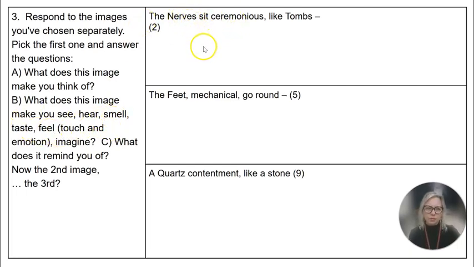The sitting posture, it makes me feel. The tombs, it makes me see this great big stone structure inside of which there are buried people, so it's kind of haunting. It makes me feel cold and unmoving. It reminds me of hearing about the old tombs from the Bible where there were giant stones that were rolled away to get people in and out.